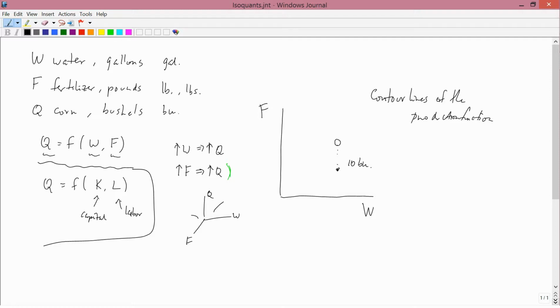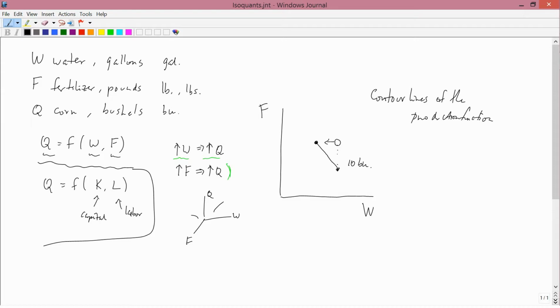In order to get to 10 bushels, I have to decrease water. Because increasing water increases output, but I want to decrease output in order to get back to 10 bushels so I can draw my contour line. And so if I want to decrease output, I need to decrease water. So decrease water to some amount, I don't know what the length would be, but some amount until you get back to 10 bushels, and then you can join these with a contour line because they both represent 10 bushels of output.